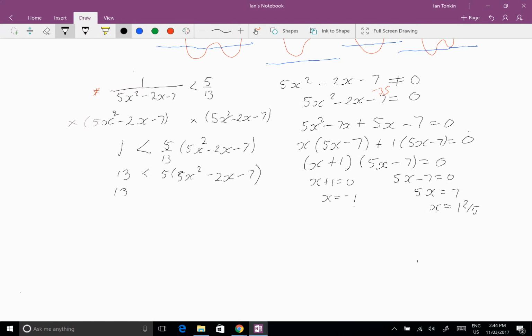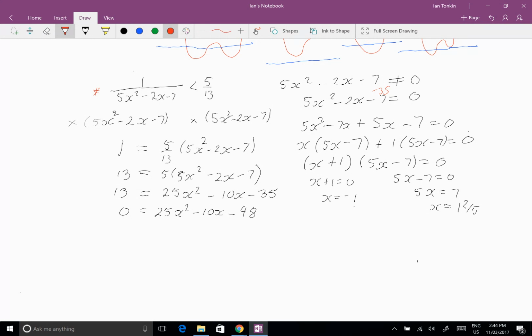which gives me 13. Oh, and I'm doing the critical points method, so I'm not doing an inequality, I'm doing equal to. And that equals 25x squared minus 10x minus 35. Now I'll pull that 13 over, and I'll get 0 equals 25x squared minus 10x minus 48.